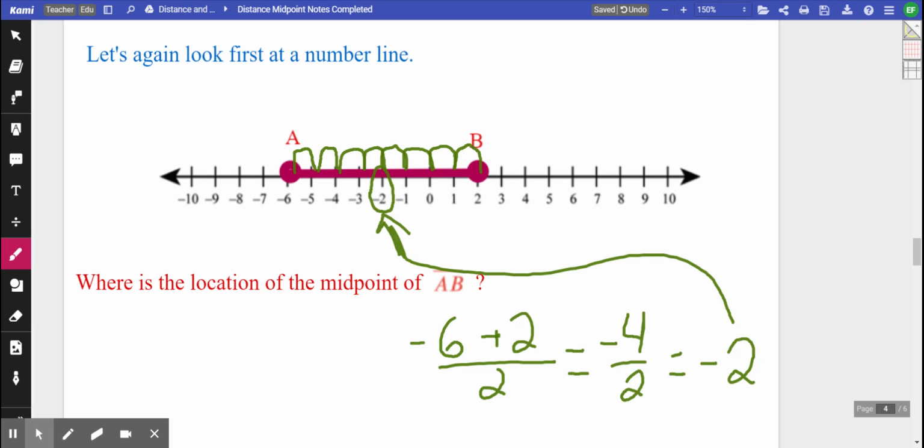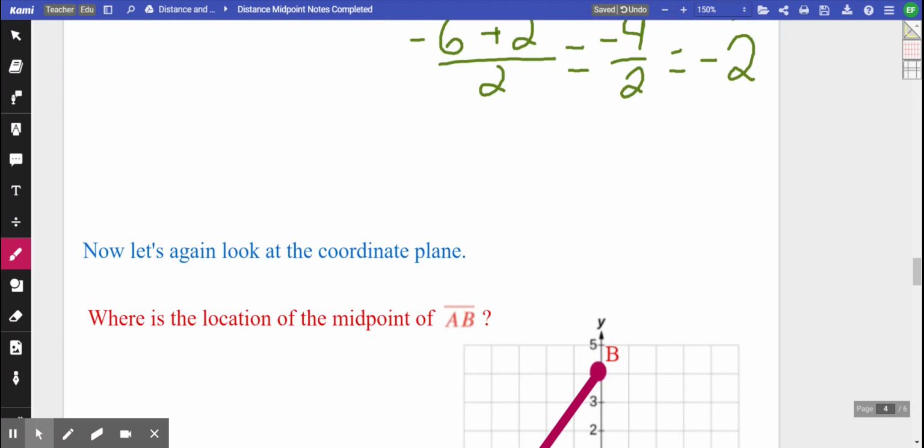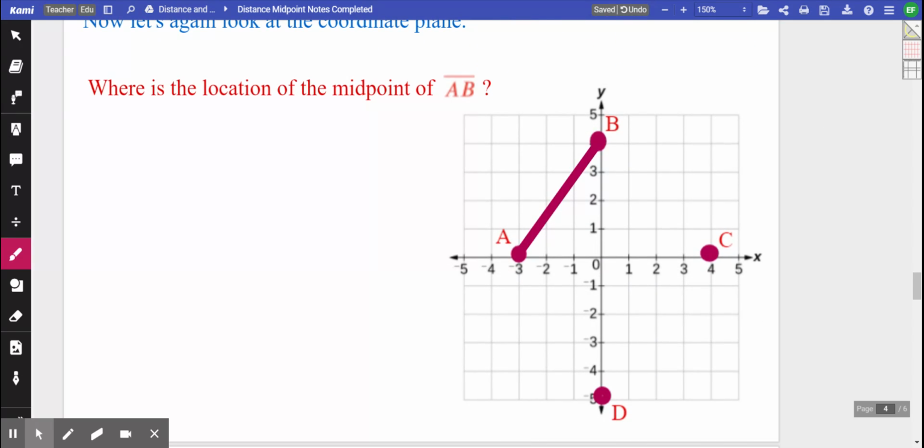All right, so let's progress a little bit. That's on a number line: add up the 2 values, divide by 2. If we move to a coordinate plane, it's really the exact same idea to find the midpoint. But we have to look at not only averaging the x values, but also averaging the y values. Instead of 1 dimension along a number line, we're now in 2 dimensions. So we have to do the averaging twice, 1 for x's and 1 for y's.